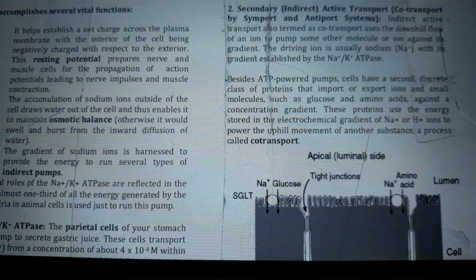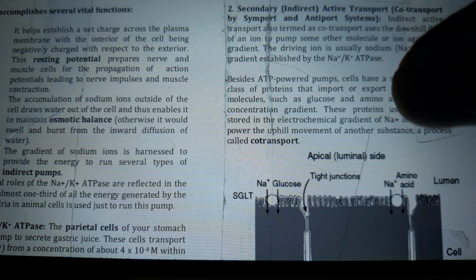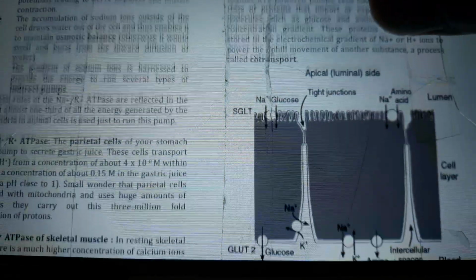The second indirect ATP transport, co-transport by symport and antiport systems. Indirect active transport, also termed co-transport, uses the downward flow of an ion to pump some other molecule or ion against its gradient. The driving ion is usually sodium, with its gradient established by the sodium-potassium ATPase.